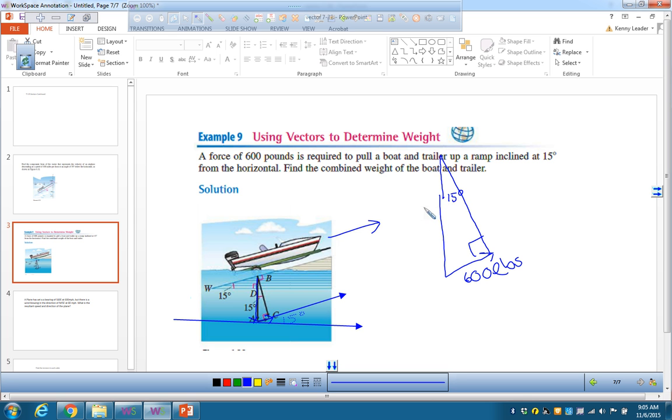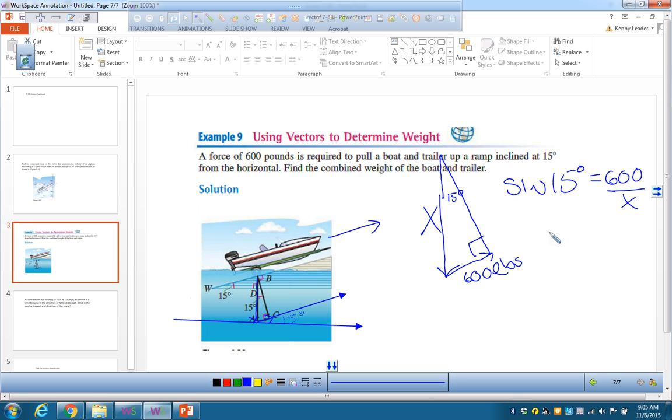And all you really have to do to find how much is going down is right triangle trigonometry. Do you understand that? So the force going down is just, well, which trig function would I use? This is the what over the what? What side is this: opposite, adjacent, or hypotenuse? I'm looking at my 15 degree. That's the hypotenuse, and this is the opposite from 15. So I could just say that the sine of 15 degrees is equal to the opposite side, 600, over x.